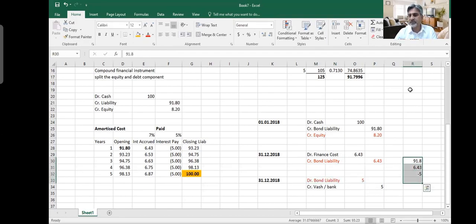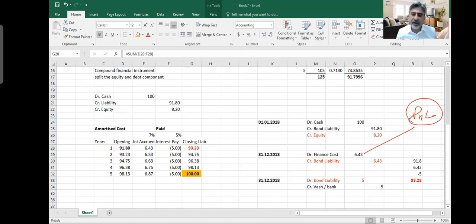When you make a total, this is the same amount, 93.23, which you see here and which you see here. So these are the double entries. If somebody asks how much interest will go to your P&L, your profit and loss, this is what will go: your finance cost, your interest expense.